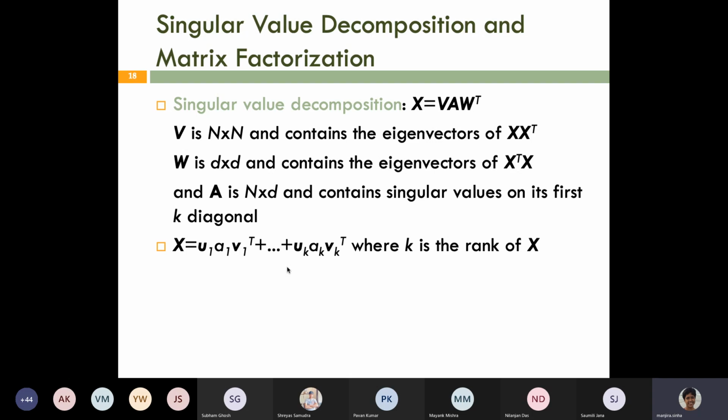Ma'am, here V and W matrices are fixed, right? And X is also given. So will the A matrix not be unique? Yes, the A matrix is unique. Then where will the number K come into play?